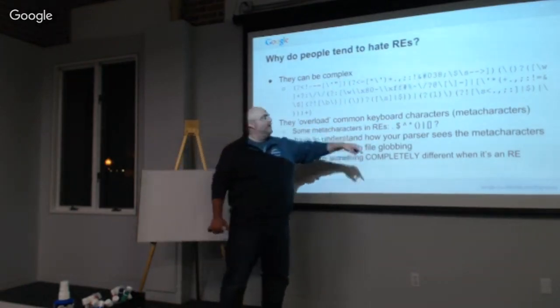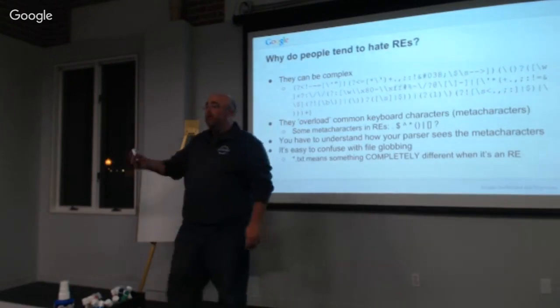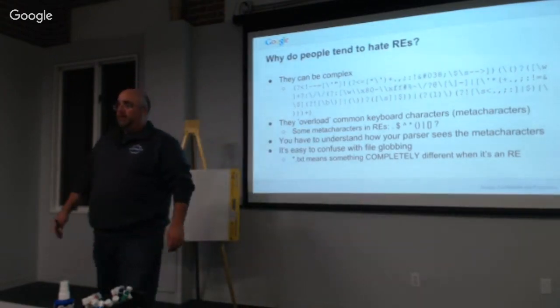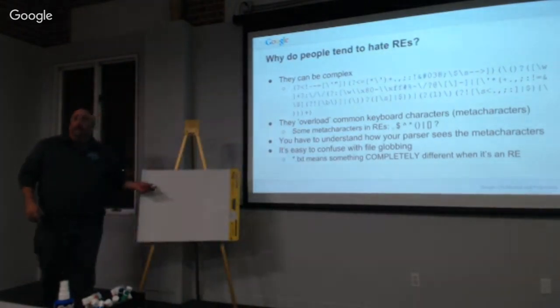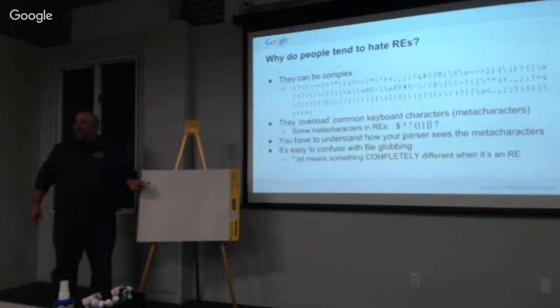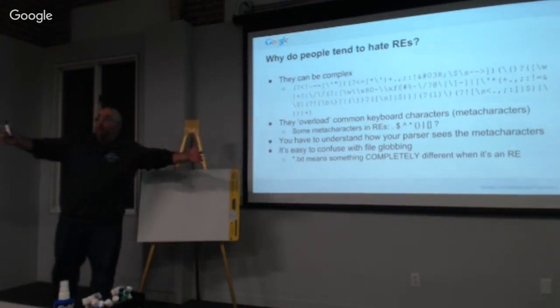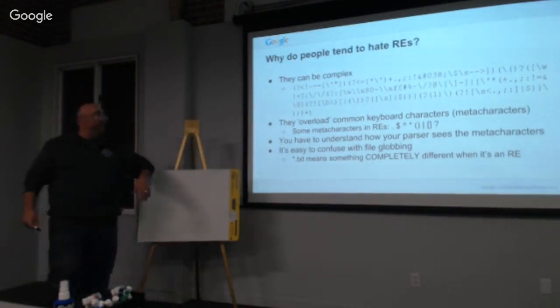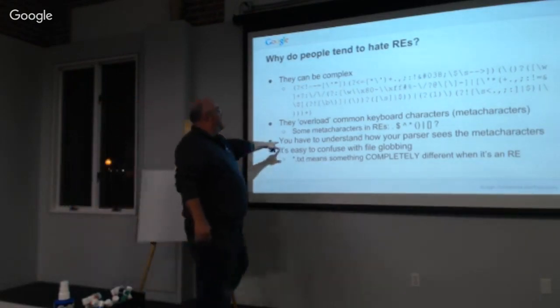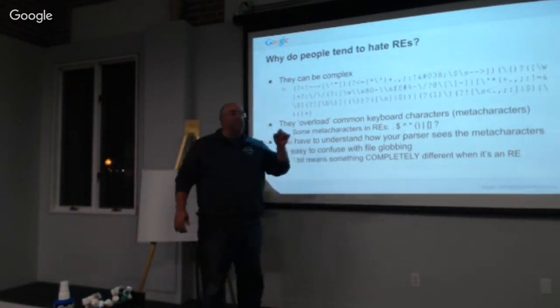We're overloading common keyboard characters, and when we do that, we refer to them as a meta character. This is no longer a period. This is a representation of a data pattern that I want to pull out of a giant pool of chaos over here. Okay? The way to think of this is you have to understand how your parser sees the meta characters.